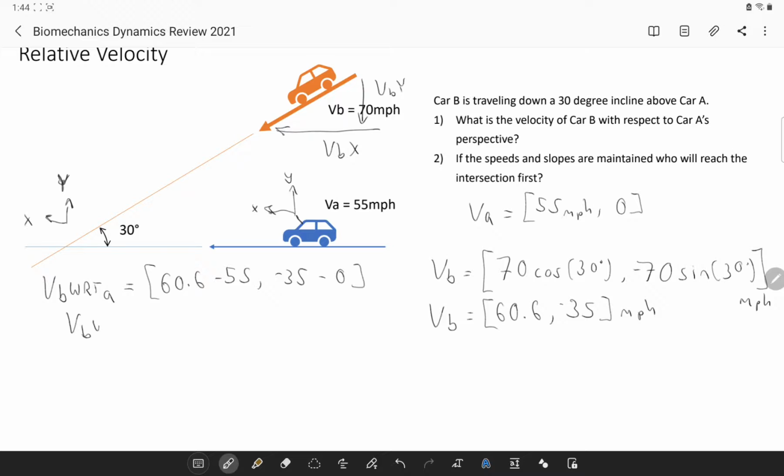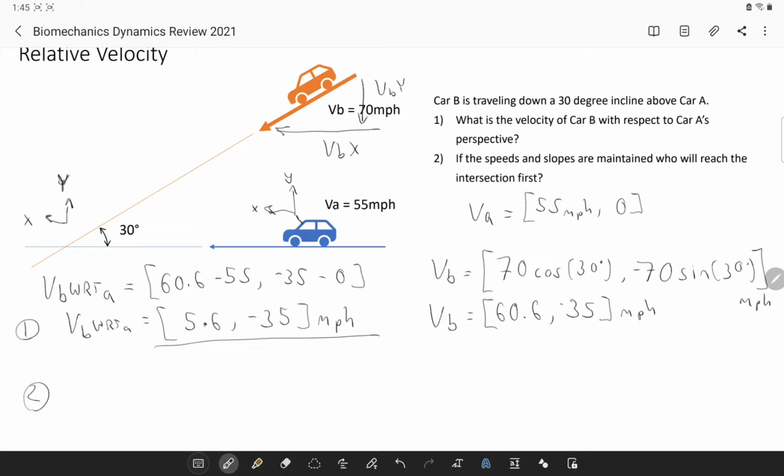So my velocity is B, again, with respect to A. And there's lots of ways you could write that to make it a little bit more concise. But 60.6 minus 55, that'll give us 5.6, and negative 35 minus 0, negative 35 miles per hour, right? So if you're looking at VB, it is coming down towards you at 35 miles per hour and then out in front of you at 5.6 miles per hour. So this is the answer for our part 1.